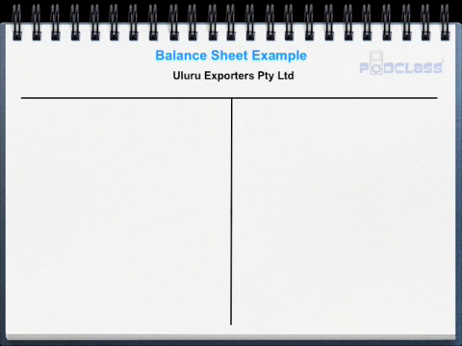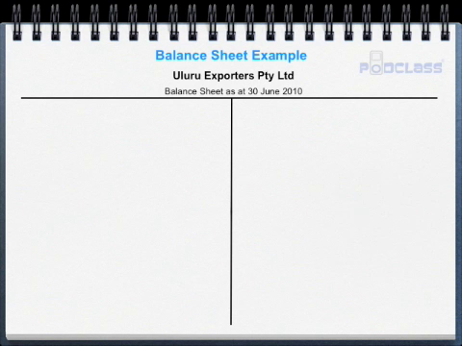In this podcast episode, we will look at the balance sheet in a little more detail. A balance sheet must always have a company name, in this case, Uluru Exporters Pty Ltd. A balance sheet must also have a date and must use the phrase "balance sheet as at," followed by this date.